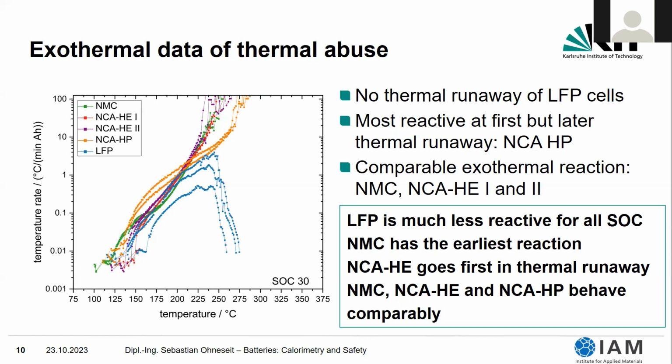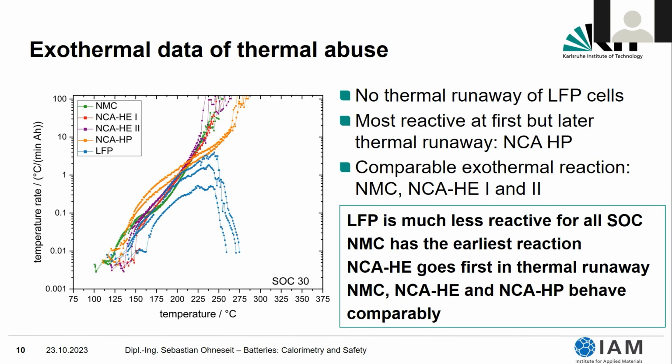However, for the other cells, we observed thermal runaway. In this case, the most reactive cell at the beginning is the NCA high power in orange, but once again, it's the first to react here. In this phase, it's pretty reactive, but then it goes into thermal runaway later than all the other chemistries. And as you can see, all the rest have a pretty comparable exothermal reaction in that zone, so it doesn't matter if it's an NMC or an NCA high energy cell.